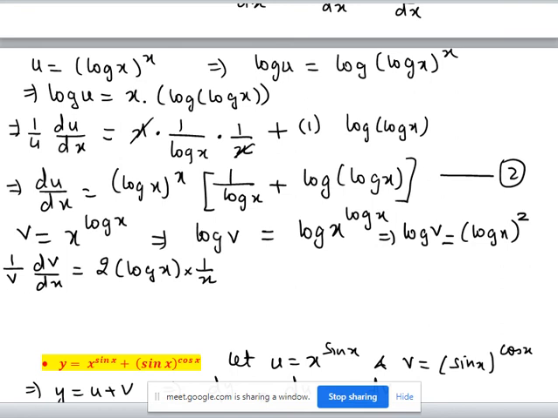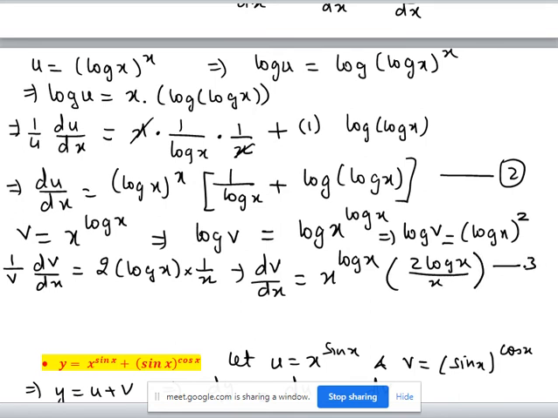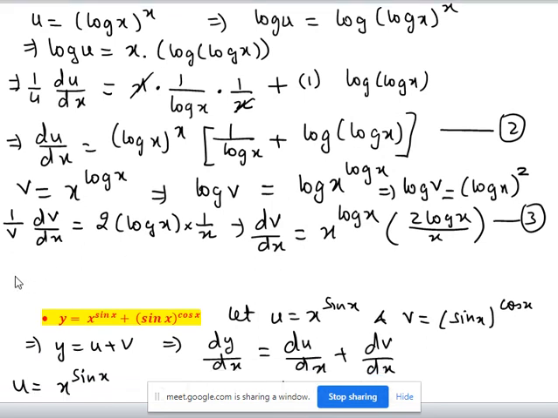Okay, now cross multiply v. We get dv over dx is equal to v times, what is v? x to the power log x. This multiplies with 2 log x over x. So this is our third equation giving us dv over dx. So du over dx and dv over dx, we will be putting in the first equation, which is dy over dx. So from 1 we can say, from 1, 2 and 3, we are clubbing all the three.